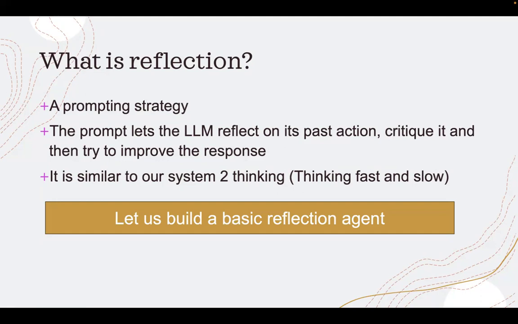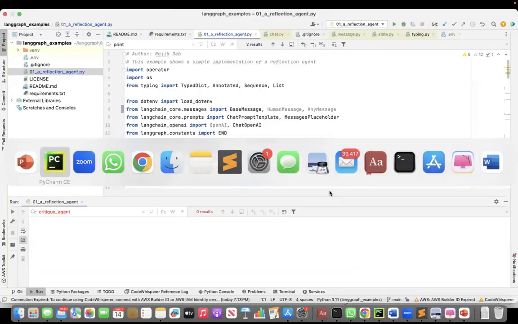based on how many multi-turns you have programmed. It is similar to our system two thinking, which has been elaborated in the book Thinking, Fast and Slow by Daniel Kahneman. It's a very interesting book. So yeah, if you get a chance, read that book. Let us now build a simple reflection agent and see how we can make it work using Langgraph.